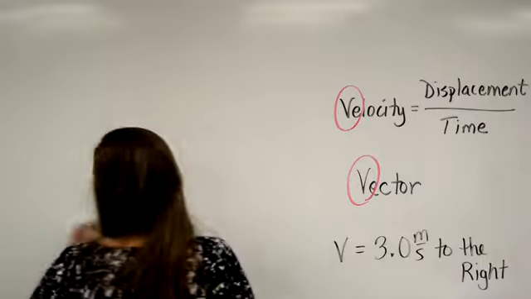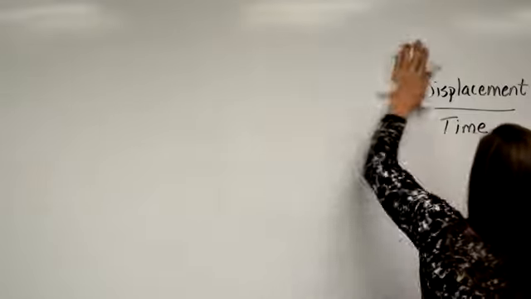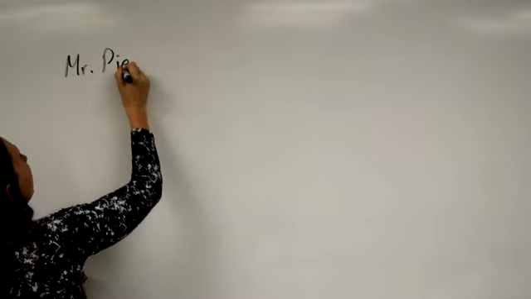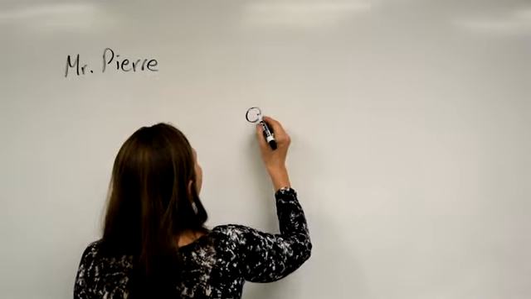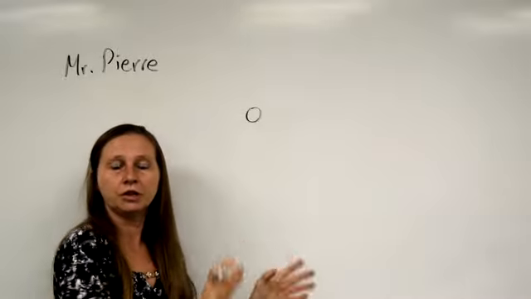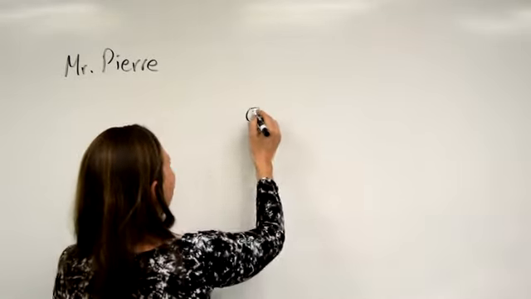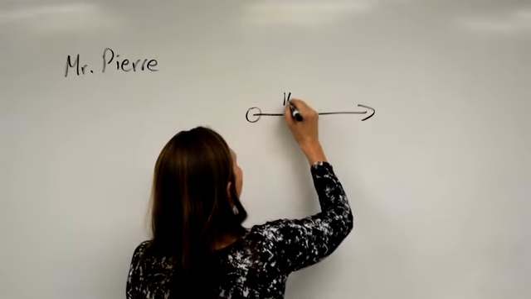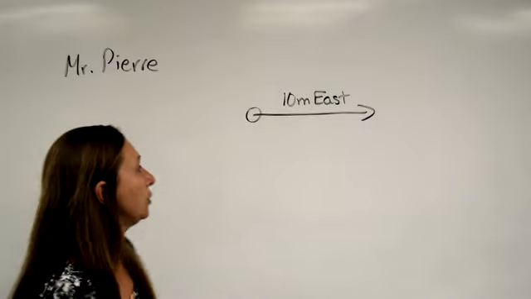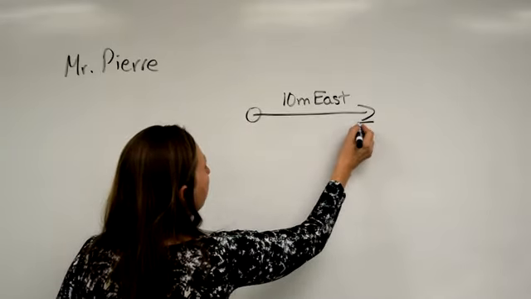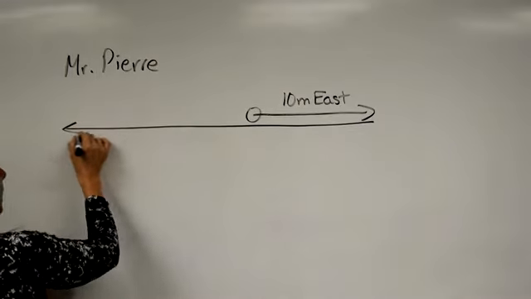We've got a gentleman. We'll call him Mr. Pierre, and Mr. Pierre is planning to go 10 meters east. We're not going to draw it to scale this time. We're just going to do rough little sketches, okay? So 10 meters east, and then he's going to go 50 meters west. Again, not to scale, but 50 meters west should be longer than 10 meters east.